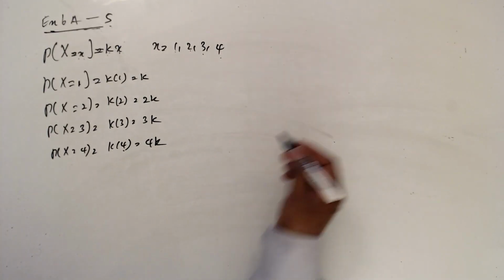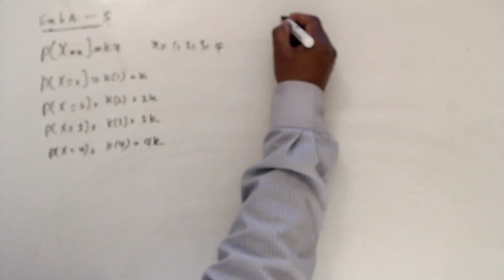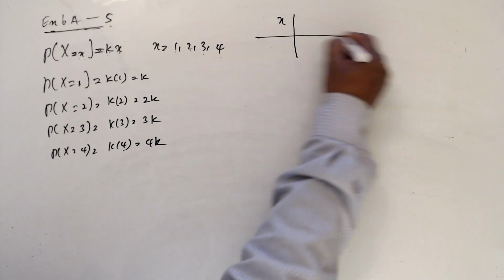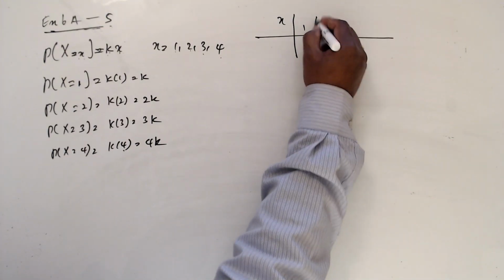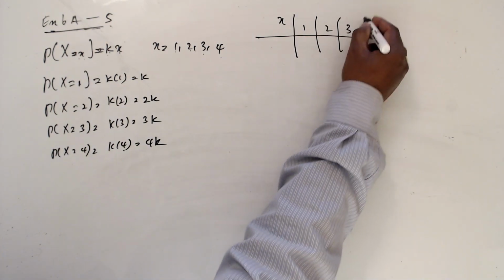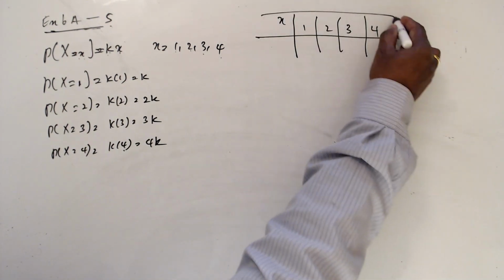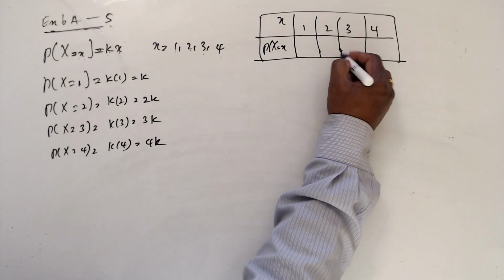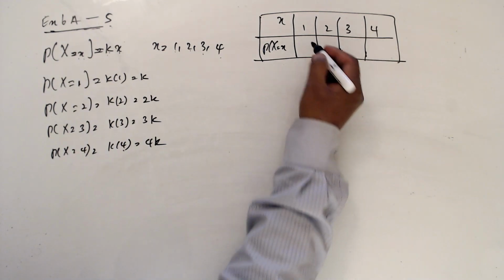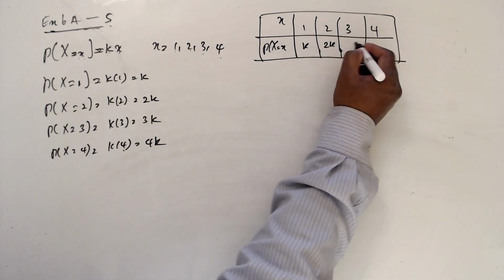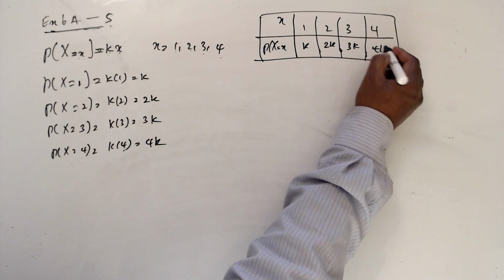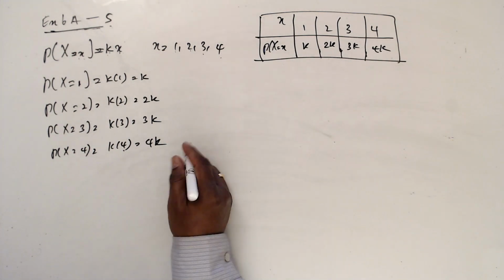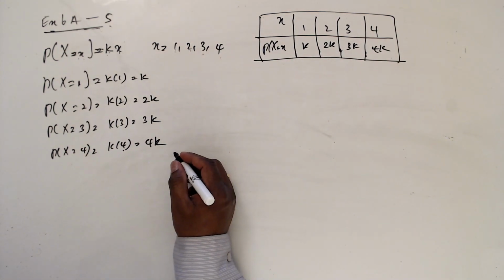Now, x has this table: 1, 2, 3, 4. Probability of x equal x: k, 2k, 3k, 4k. This is the distribution. Now we need to find k.